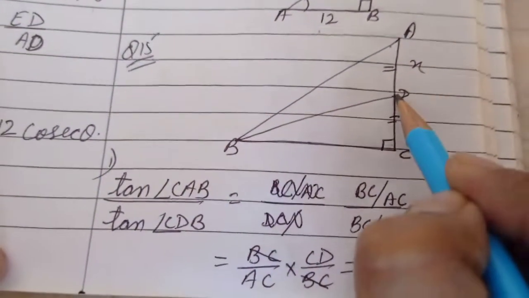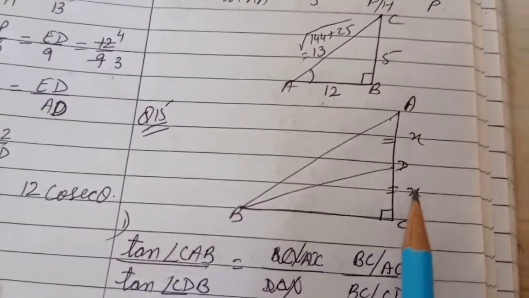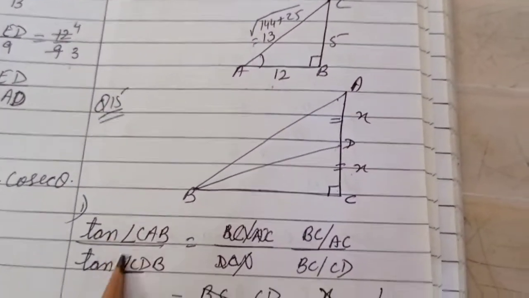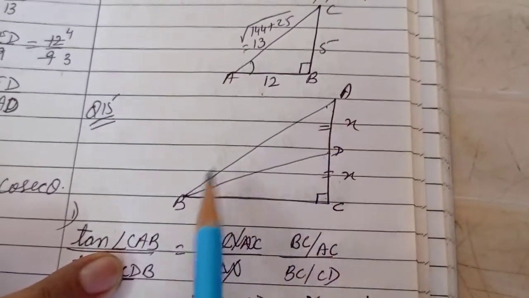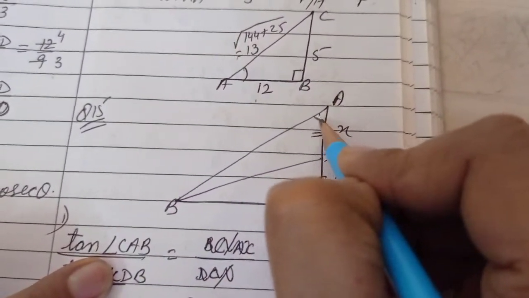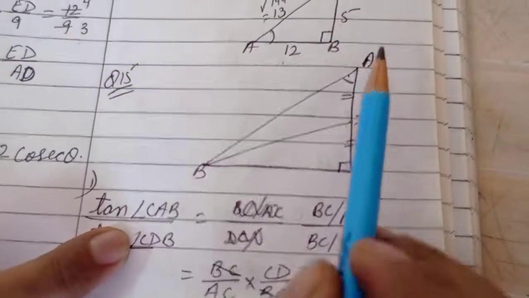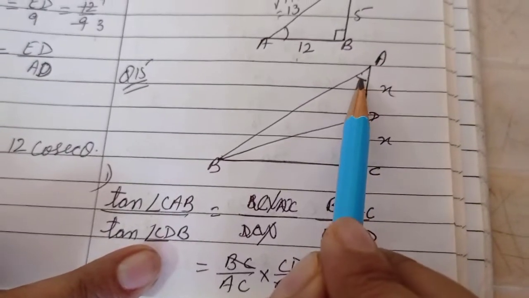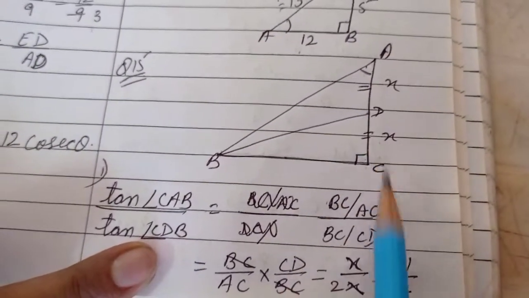15th question. This is midpoint. D is midpoint of this side, so I took it as x and x. You are asked to find these two ratios. Tan CAB. CAB, that means you have to use the full triangle. And for tan, this side will become base. What is tan? Tan is perpendicular over base. Now if you take this angle, what will be perpendicular? BC, and base is AC.